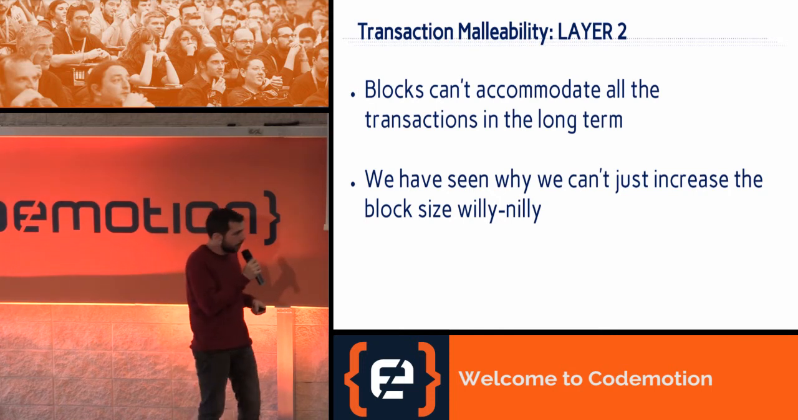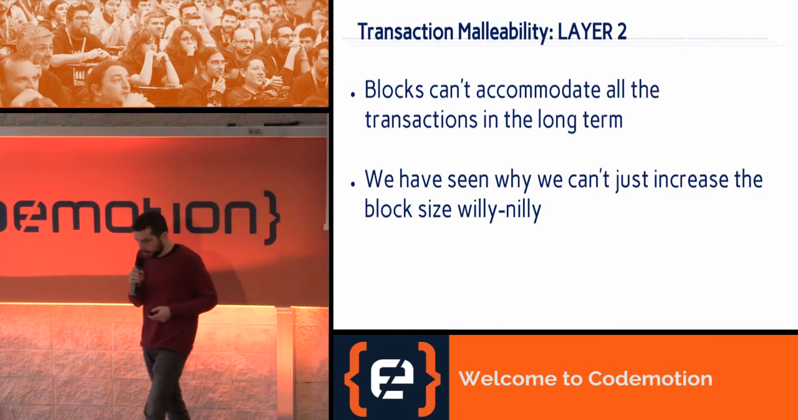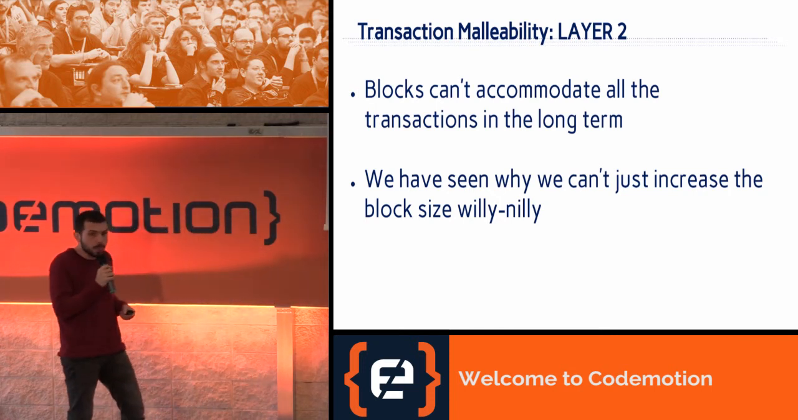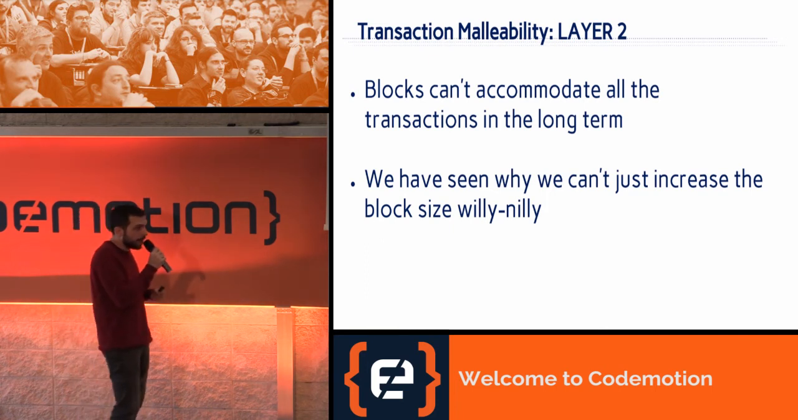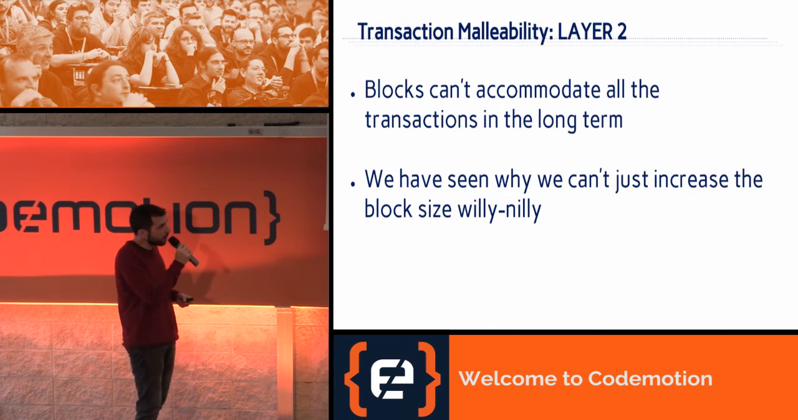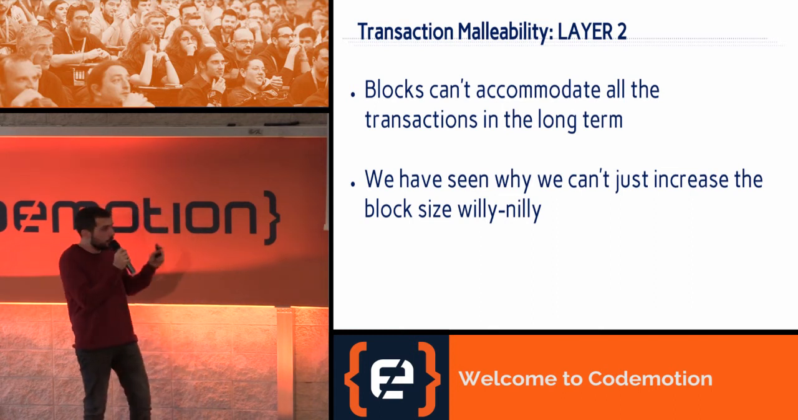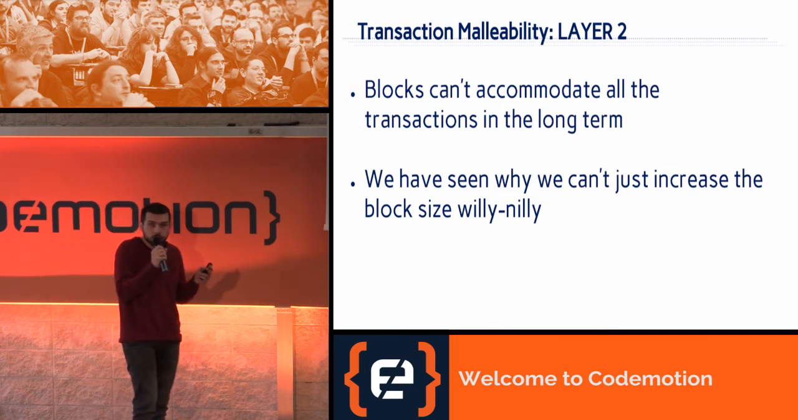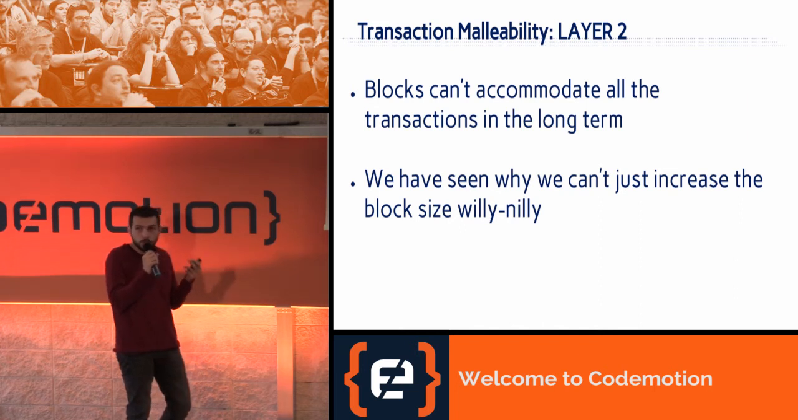Okay, let's see how this malleability is a problem, mainly for the scope of scaling Bitcoin. So I'll just do a brief introduction on a scaling solution for Bitcoin, and we will see why malleability is a problem for this solution.